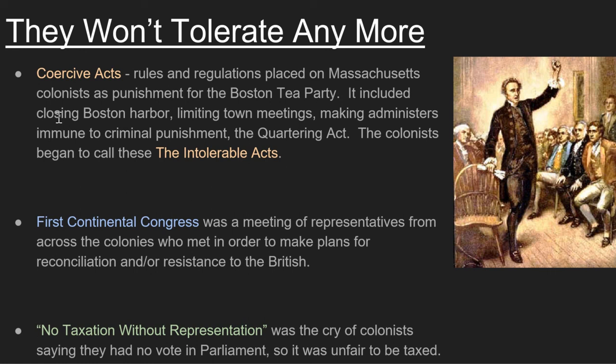And the idea of no taxation without representation was born. This was the cry of the colonists saying that they had no vote in Parliament, which they didn't, and it was unfair to be taxed if they didn't have a vote.